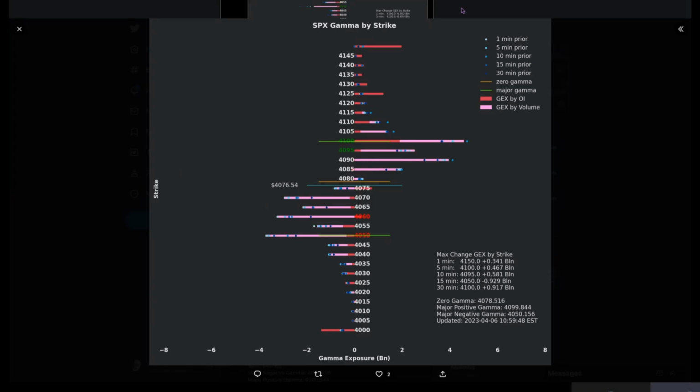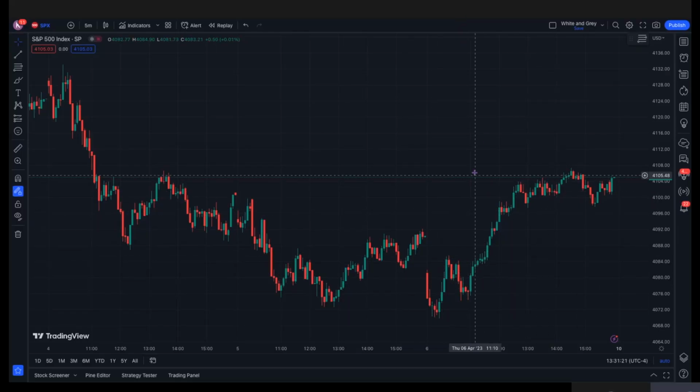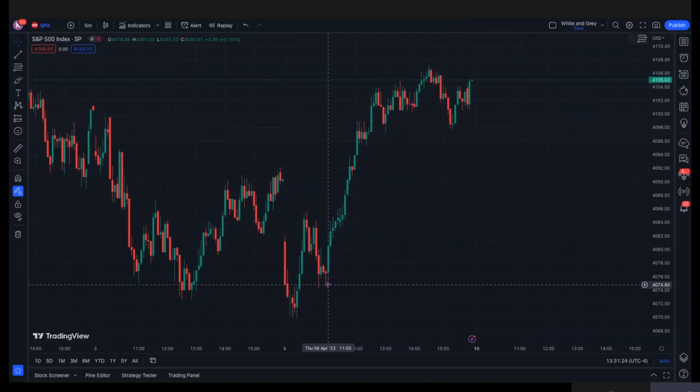Okay, so looking at the price chart now, we're looking at 11 a.m., and so you see this pump starting to happen. A stupid question, but where do you think it's going to go?